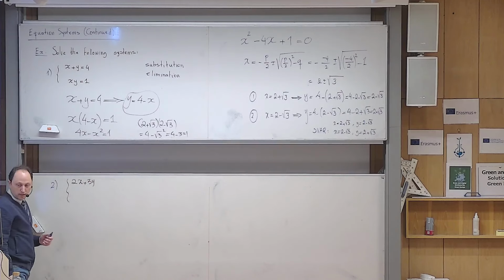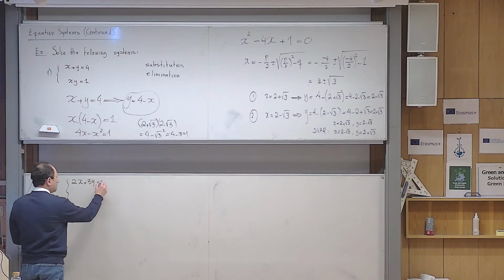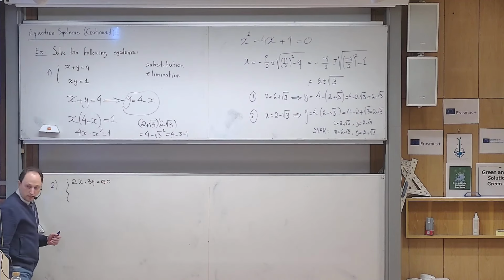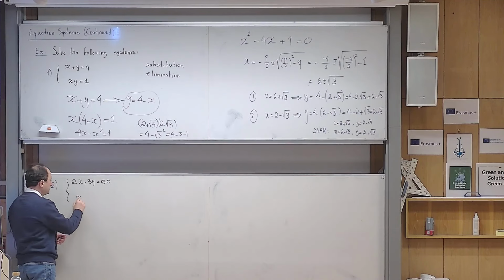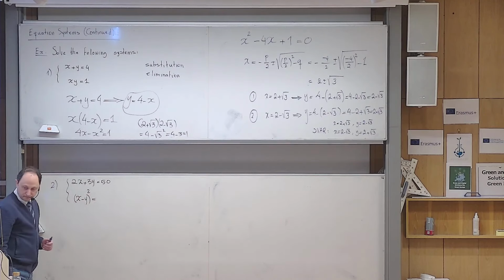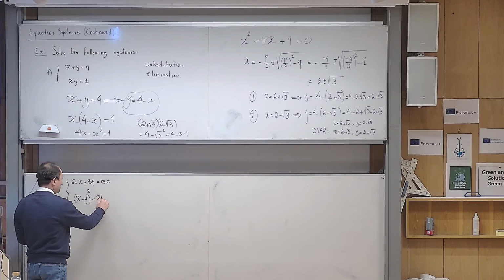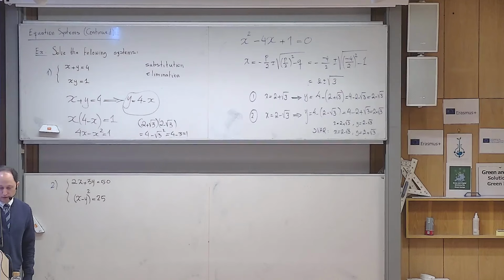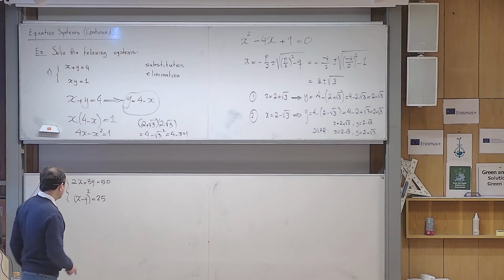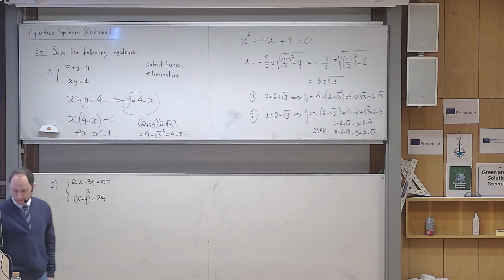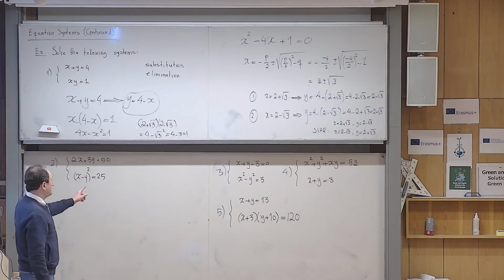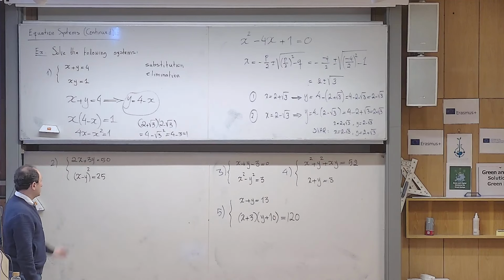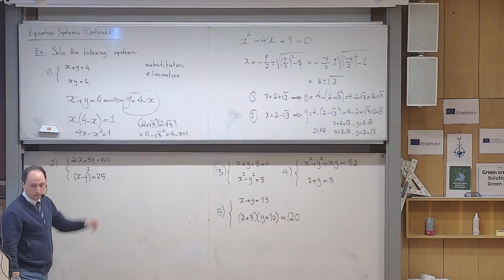It is 2x plus 3y is equal to 50. And then I have x minus y to power 2 is equal to 25. I want to wait for you, okay? I will write one more, so if you finish this one, don't stop, continue. Yes, I want you to solve these others as well. So if you finish this one, don't wait, continue.